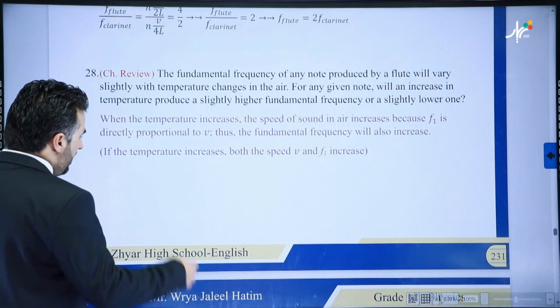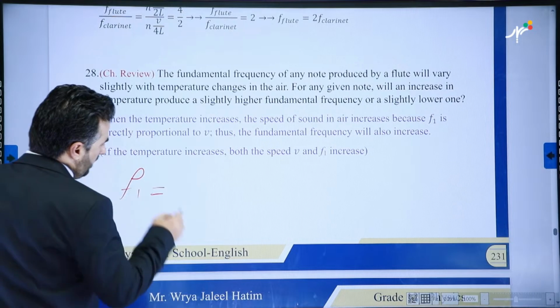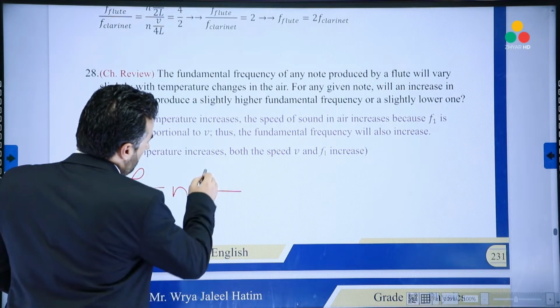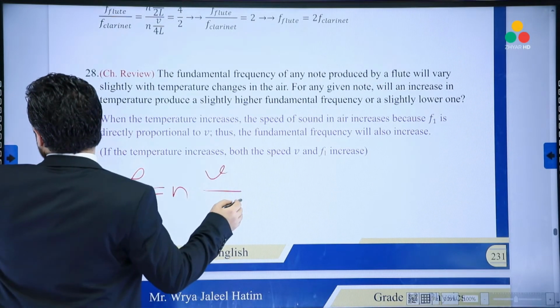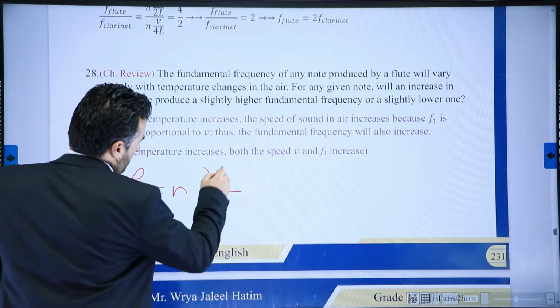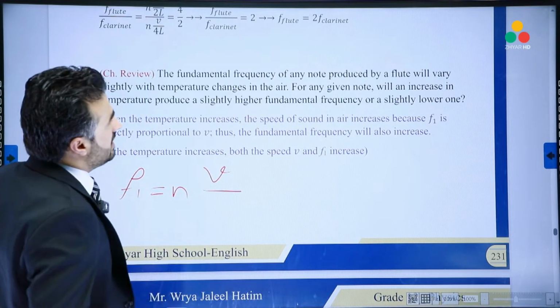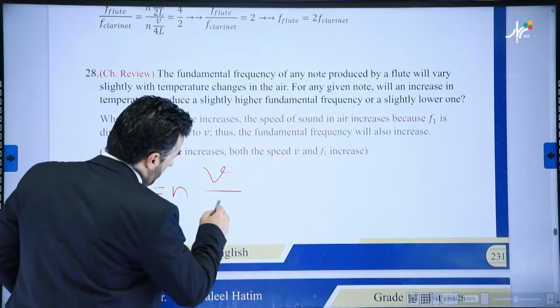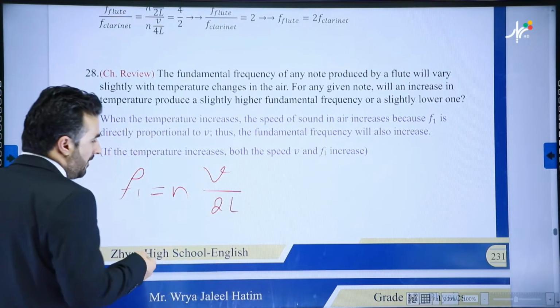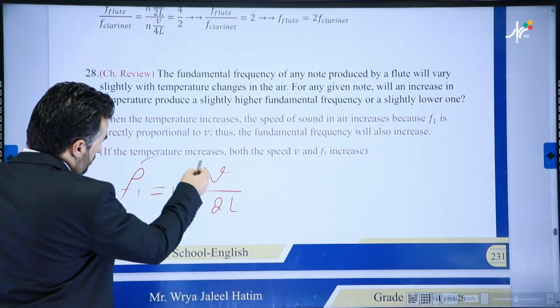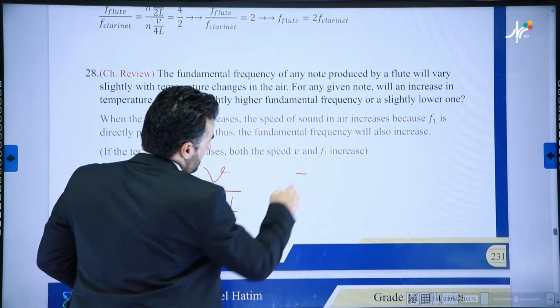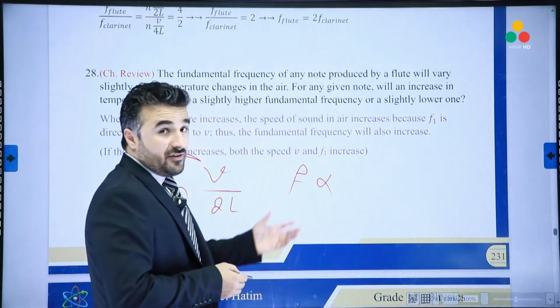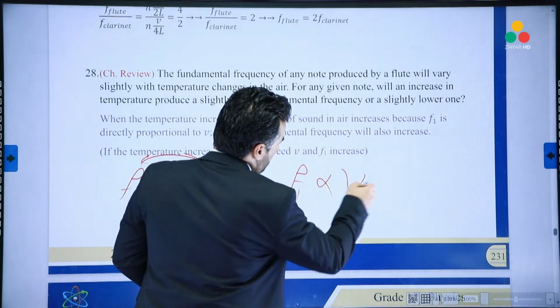Okay, the next thing we can say is this. The fundamental frequency equals what? Equals n times speed, let me write this a bit nicer, so speed over, and it says, of any note produced by a flute. Remember, we said a flute is a pipe that is open at both ends, so we can say 2 times the length. In another way, you can see that there is a direct relationship between the two. So we can say the fundamental frequency is directly proportional with the speed in here.